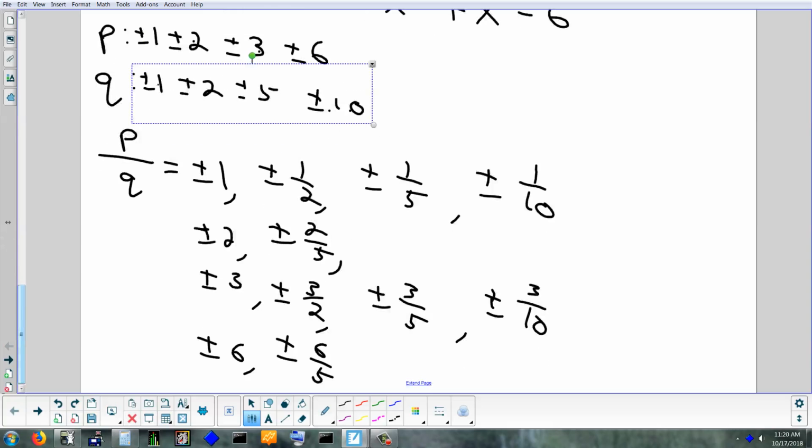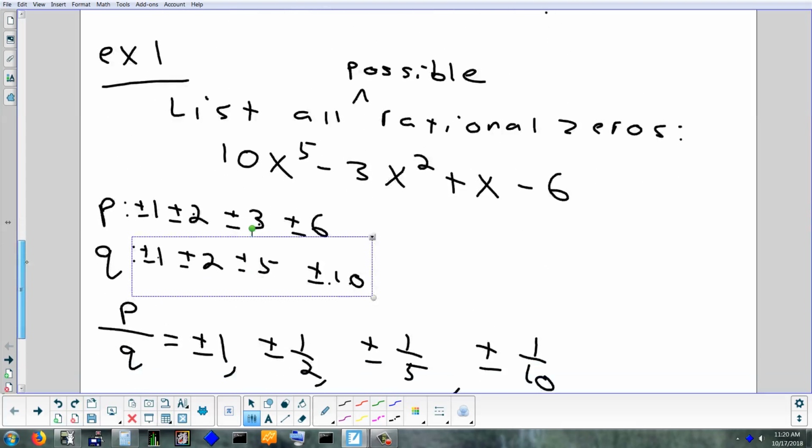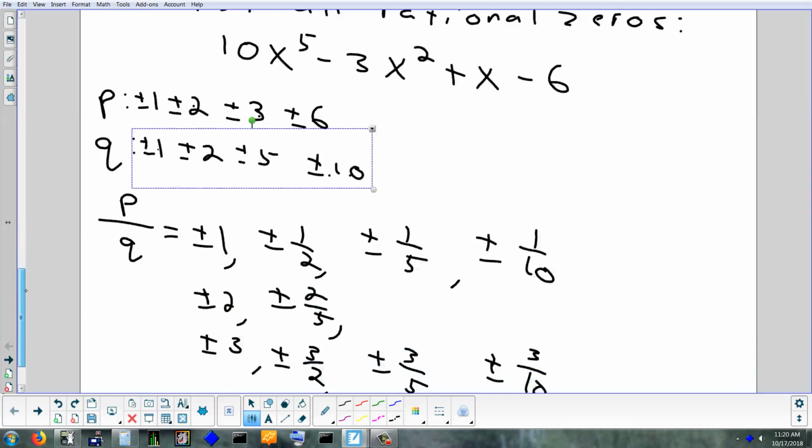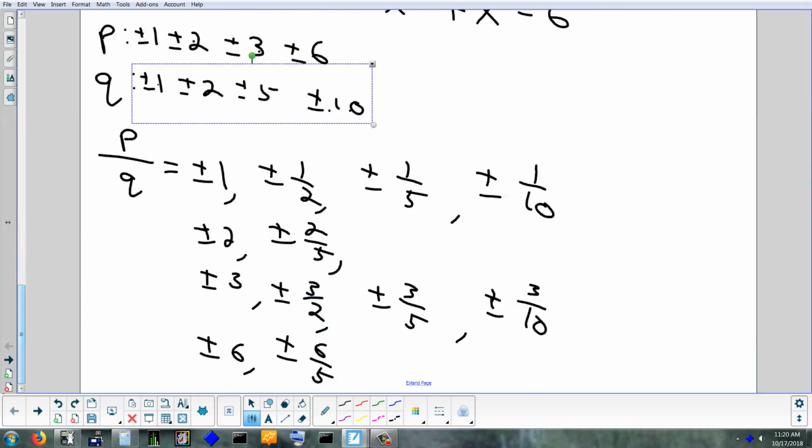And how about plus or minus 6 over 10? Yeah, we have 6 over 10, that's 3 over 5. So there's our list. And that's the answer. List all possible rational zeros.